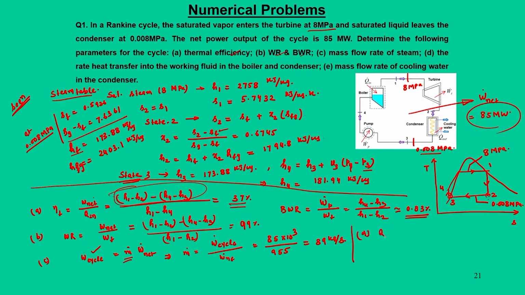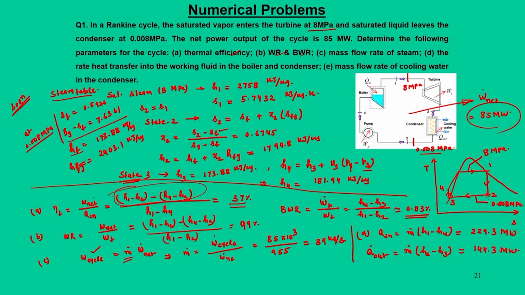Q in is equal to m dot into H1 minus H4. M dot we know. So, this number is 229.3 megawatt. Q out is equal to m dot into H2 minus H3. So, this number is 144.3 megawatt.